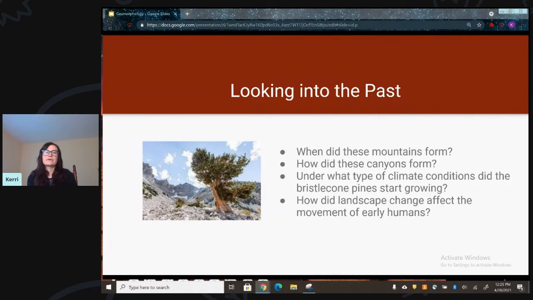For example, under what type of climate conditions did the bristlecone pines, one of the oldest living trees on Earth, start growing? Or we can use landscape records to understand past civilizations, like how did landscape change affect the movement of early humans in North America?